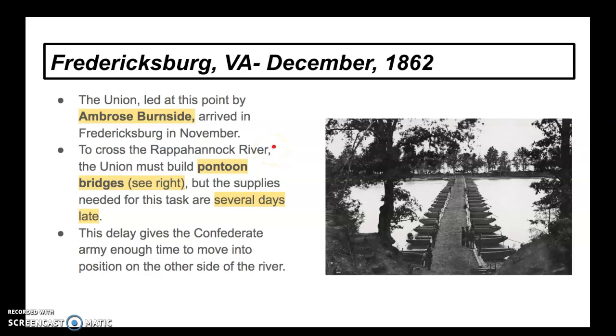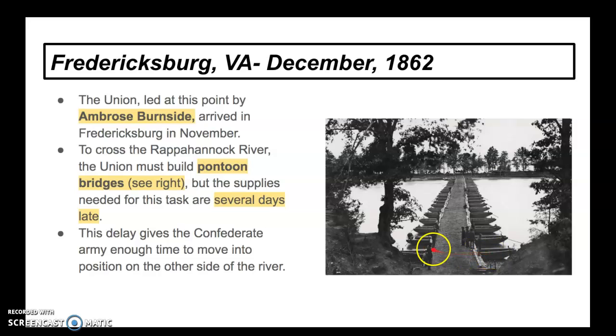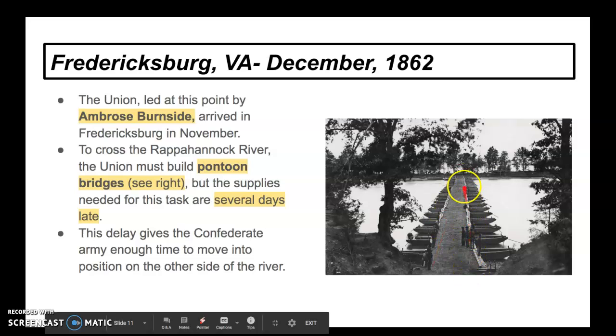But to cross that river with his army, he needs a bridge. There are no bridges in that area, so he has to build one. I wanted to do this in class if we were together, but they built something called pontoon bridges, and these are pretty cool. You can see this picture right here. They lay a bunch of boats parallel to each other across a river, and they put planks and boards. So it's a floating bridge, more or less, so an army can cross.